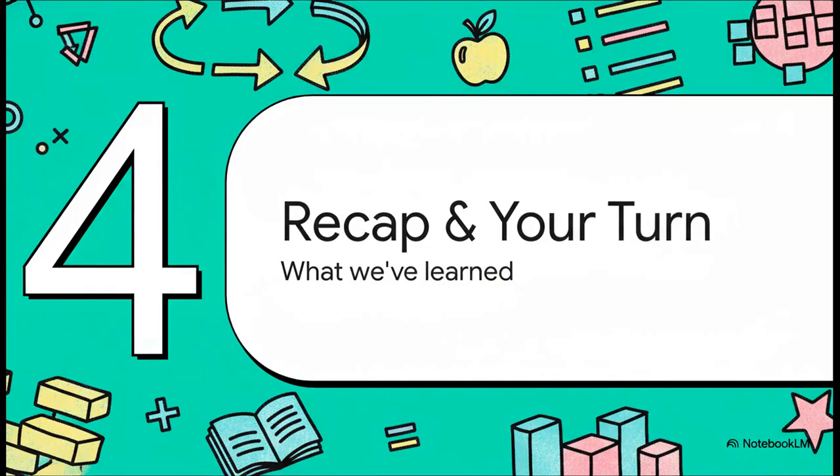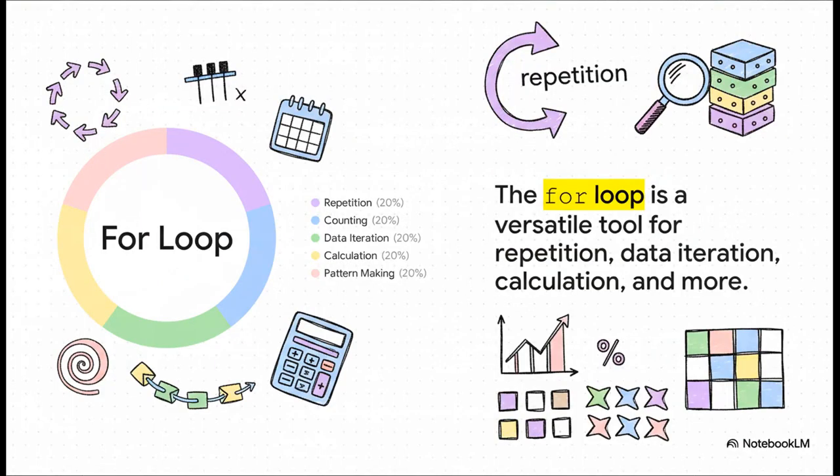All right, we have covered a lot of ground here, from simple counting to data calculations and even making patterns. So let's just do a quick recap of what makes the for loop so incredibly powerful. At its core, the for loop is your go-to tool for basic repetition and counting. But where it really shines is when you iterate through data, like lists and strings, and then use it to perform calculations or create patterns.